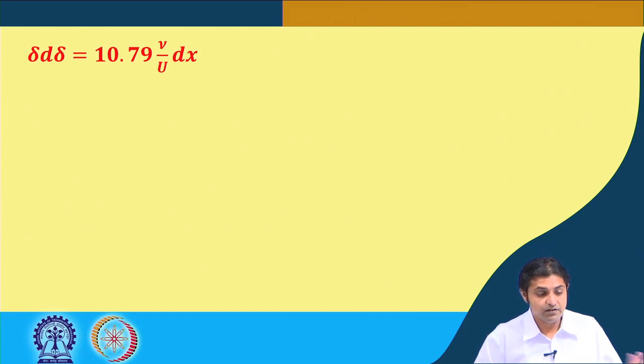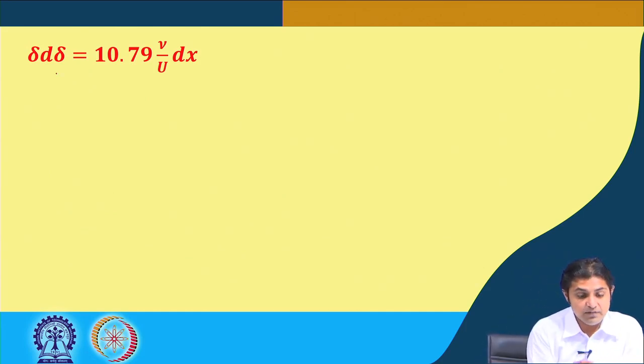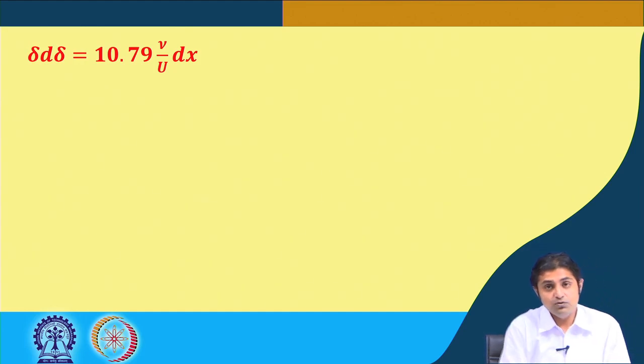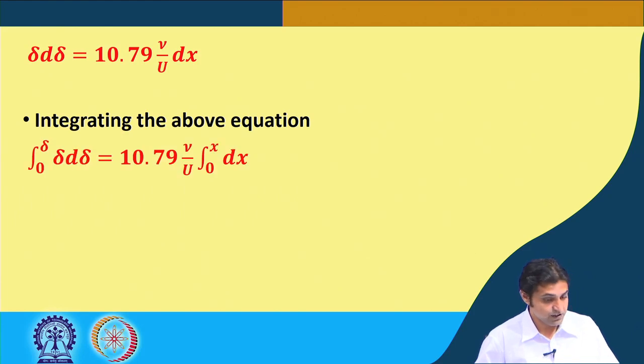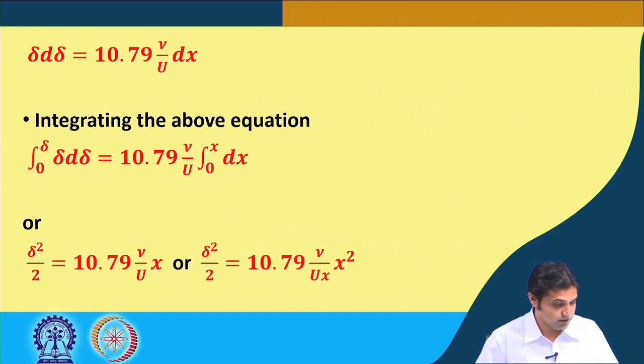This will give us d delta d lambda d delta is equal to 10.79 nu by U dx, and if we integrate this above equation, we can get the boundary layer thickness. Actually, the last problem, problem number 5 and 6, was exactly the same problem that we solved. The equations were different, but the way of solving was the same as this derivation.